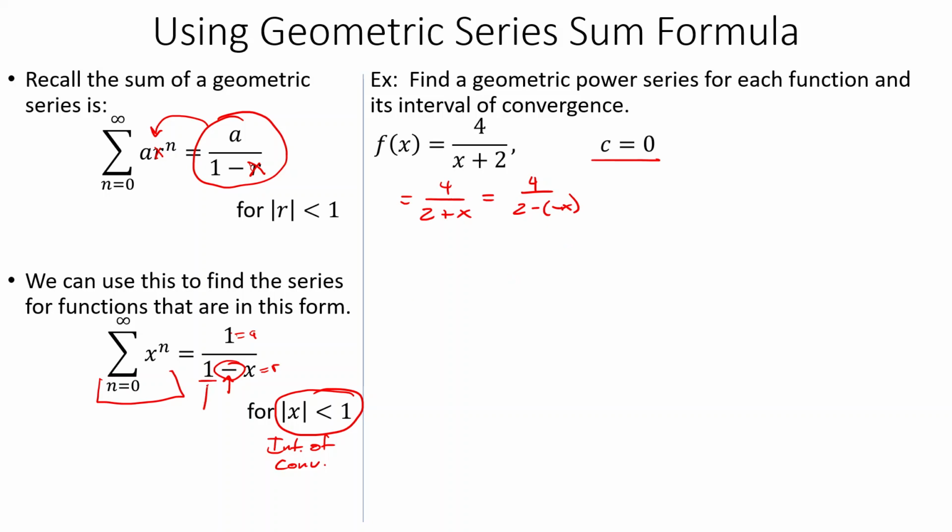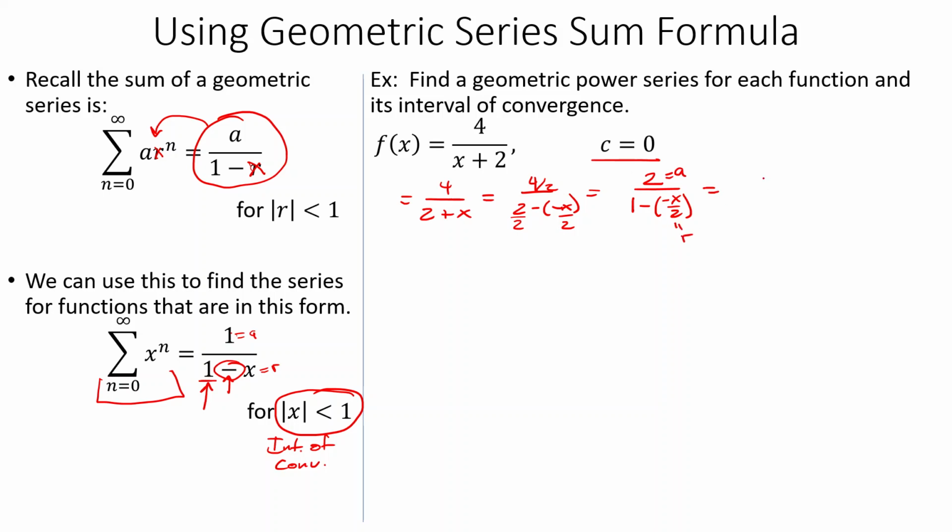Now the big thing I need is this 1 out in front. So what I could do is just divide everywhere, top and bottom, by 2. As long as I do the same thing to the top and the same thing to the bottom, I haven't changed it. The fraction is actually still the same. So I get 2 on top, 1 minus negative x over 2. And now it's in this form. It's got some number on top, so this is my a. 1 minus down on the bottom, so that means this is my r.